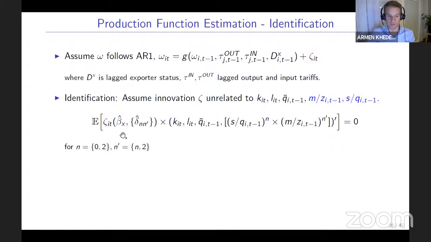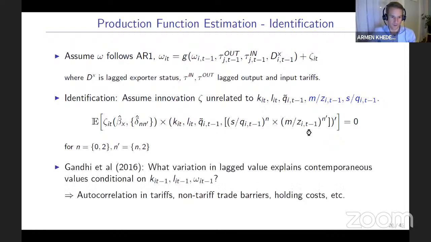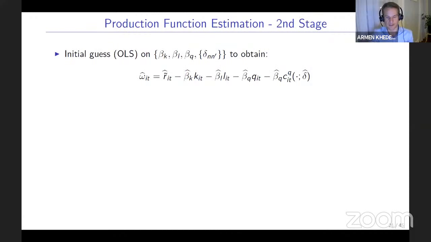And then the identification is just going to come from the orthogonality condition of this innovation process and these terms here. Now, there's criticism to this approach, which is from Gandhi et al. I think I'm going to skip this, and maybe if someone wants to talk about it, we can talk about it later.